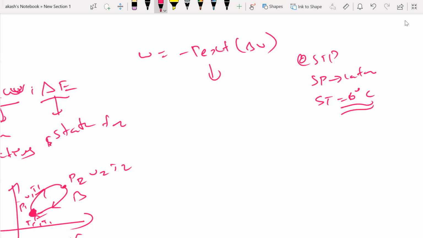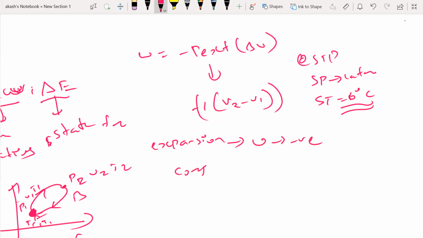So the external pressure is 1 atm into change in volume. Now we understand that the volume is getting doubled, so it is going to be V2 minus V1. Sir, I guess it's negative, sir. Negative 5.6, it will be negative only. Please understand, people, whenever expansion happens, the work done will be negative, and whenever compression happens, the work done will be positive. Remember this. It comes from the formula eventually.